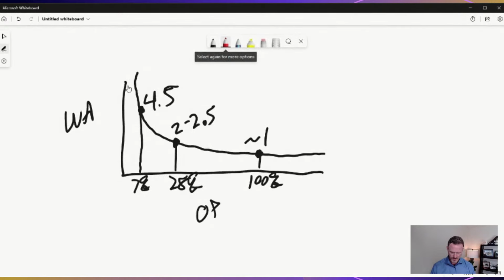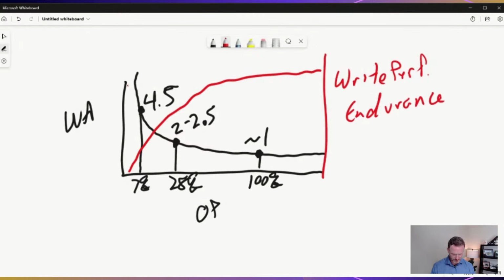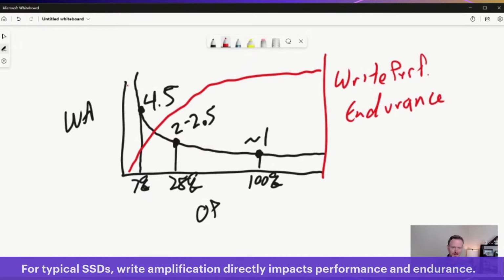And I'm going to draw the opposite graph here, the mirror image. In this red line, what we see is your write performance and also your endurance, with my lovely chicken scratch handwriting. And it's really the mirror image there. So the higher your write amp, the worse your write performance is going to be, because the drive is writing more on the back end versus what you're trying to send from the host. And then the worse your endurance is going to be, because for every gigabyte of data, you're consuming more of the lifetime of the NAND.